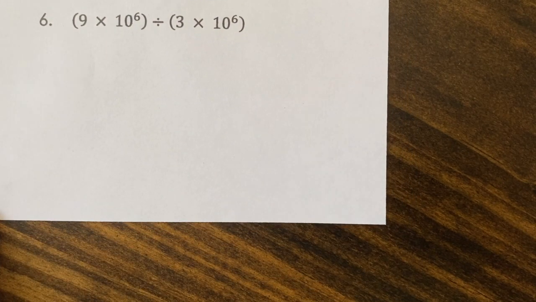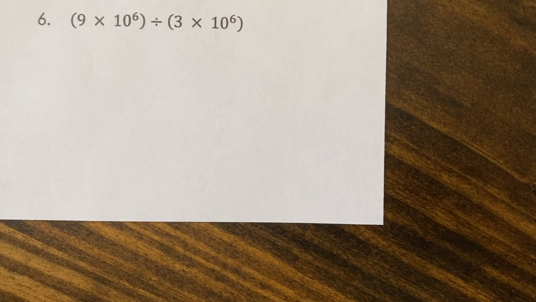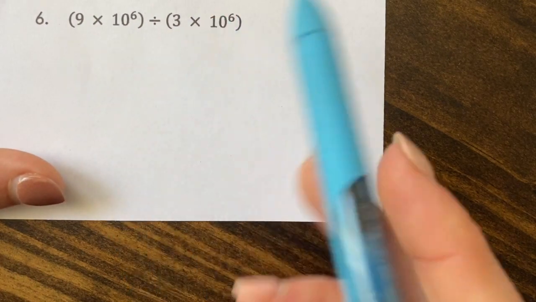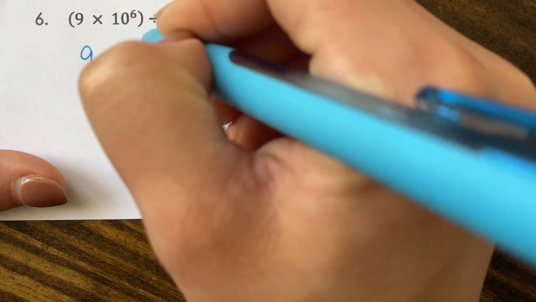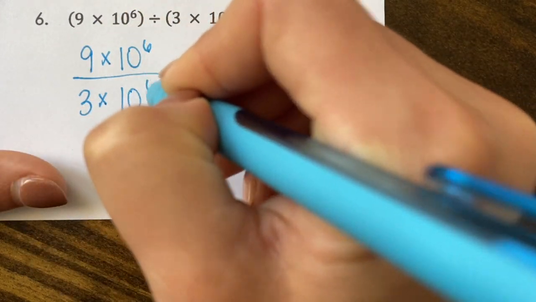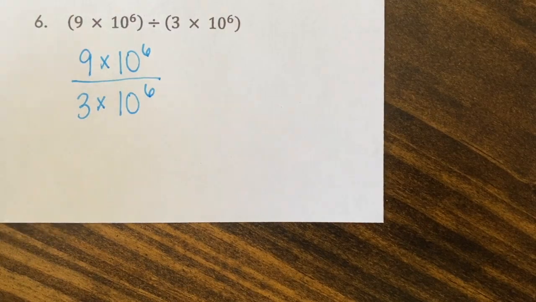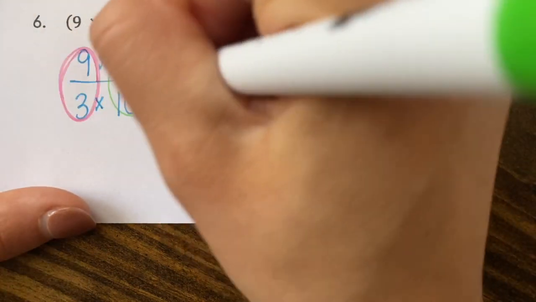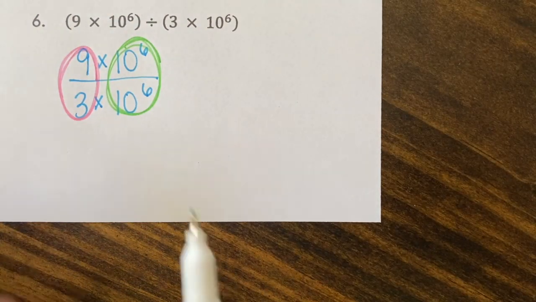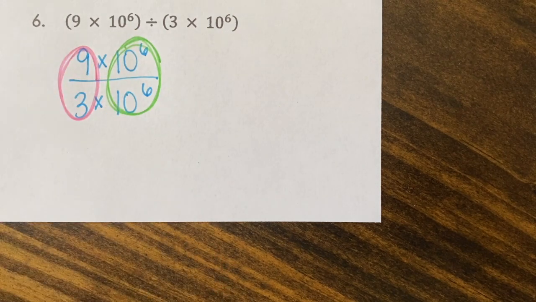All right, last but not least. First step is we need to rewrite our problem as a fraction. 9 times 10 to the 6th, all divided by 3 times 10 to the 6th. Remember, we need to pair up our first numbers with our second numbers. We're going to divide the first part and then divide the second part.